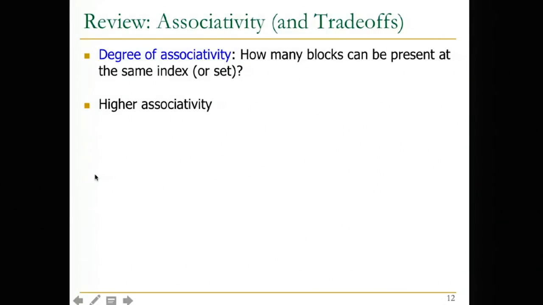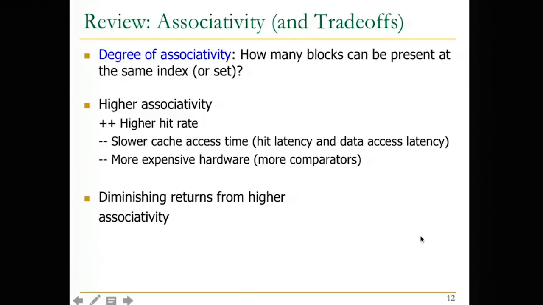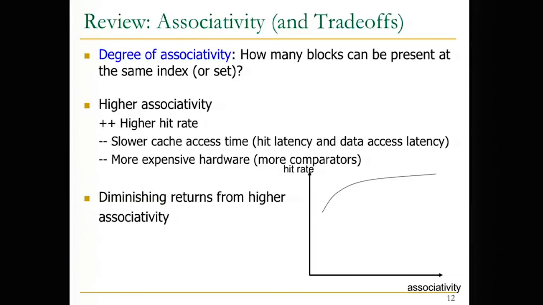Okay, so if you have higher associativity, you have a higher hit rate, and we've seen this also, but then slower cache access time and more expensive hardware. And as we've also seen, you get diminishing returns from higher associativity. As you increase the associativity, at some point, your hit rate maximizes.